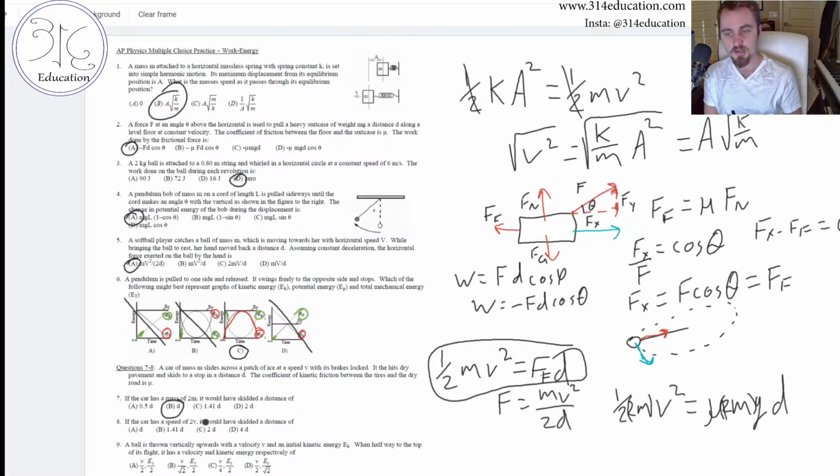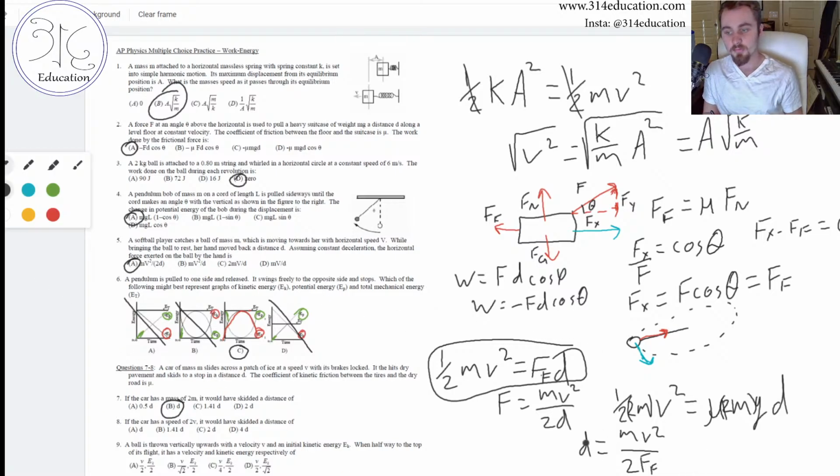Now we'll see this changes a little bit when we look at part 8, which would be what happens if we double the speed. So let's find our original distance we would travel, which would be mv squared over 2F, like frictional force. We're just going to use this as F_f because we know there's no velocity component in this frictional force at all. There's no velocity, so we're not going to worry about it.